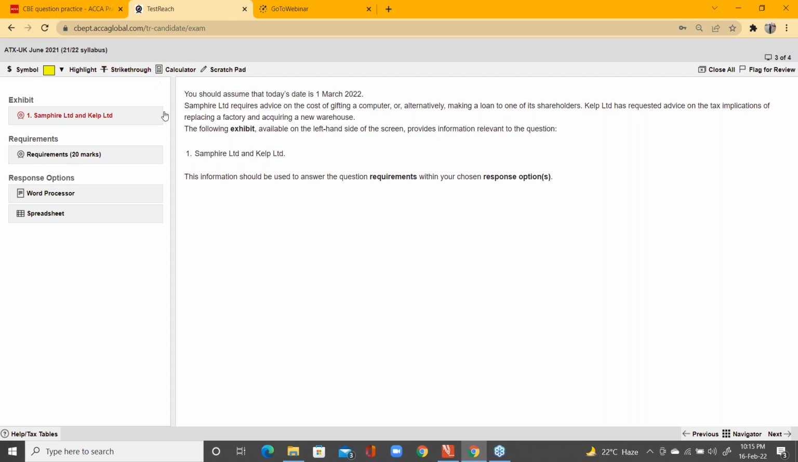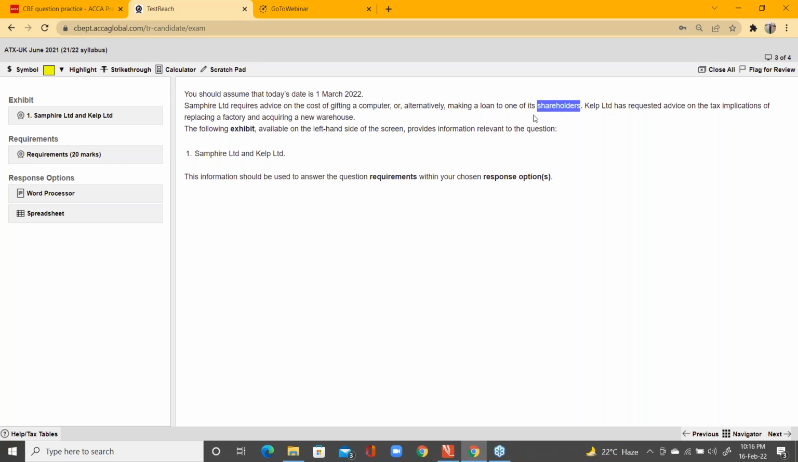Okay, let's start this question. You should assume that today's date is 1st March 22. S Limited requires advice on the cost of gifting a computer or alternatively making a loan to one of its shareholders. Now you can see company S Limited is providing a gift or loan to its shareholders.